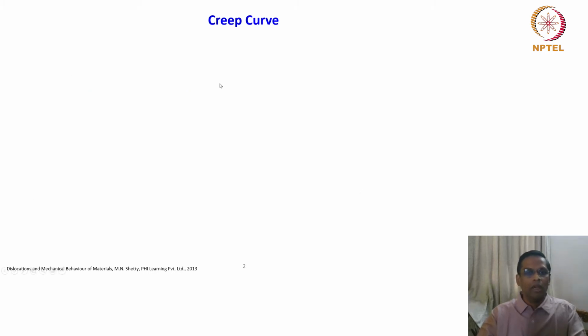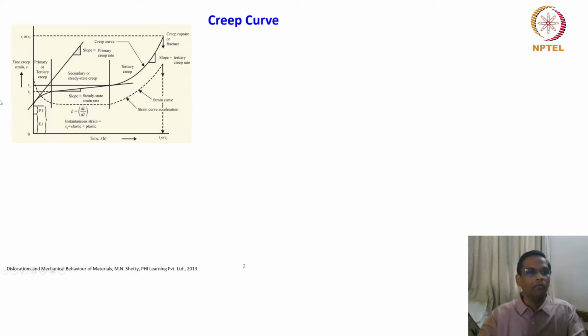So we will now look at something called a creep curve, which is schematized in this figure. It is quite cluttered here, but we will slowly look at it. I brought this diagram because it is very illustrative and very useful if you get everything in one shot. So we will go through one by one.